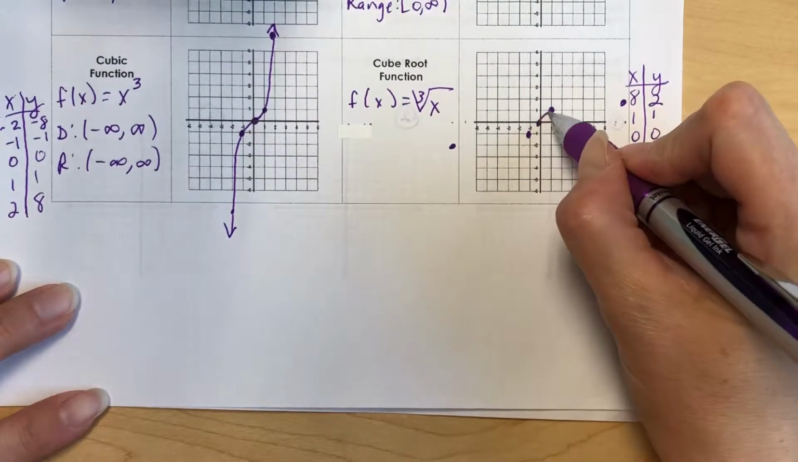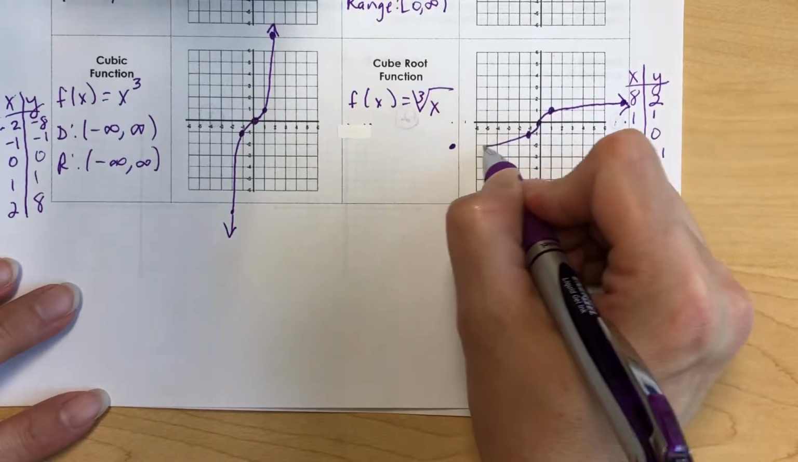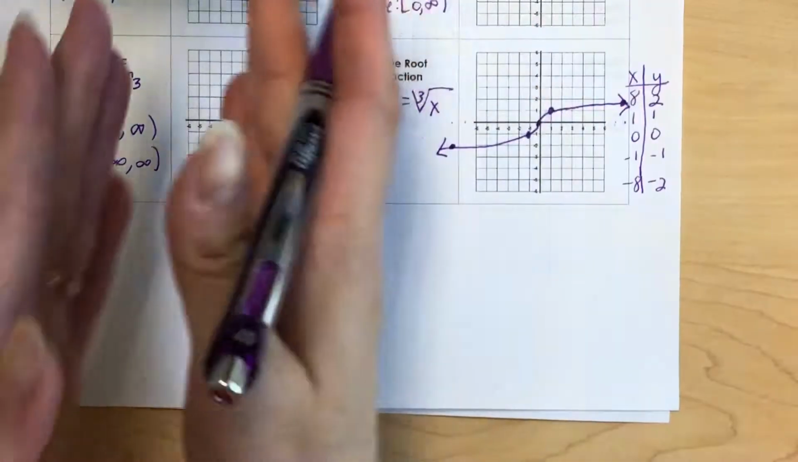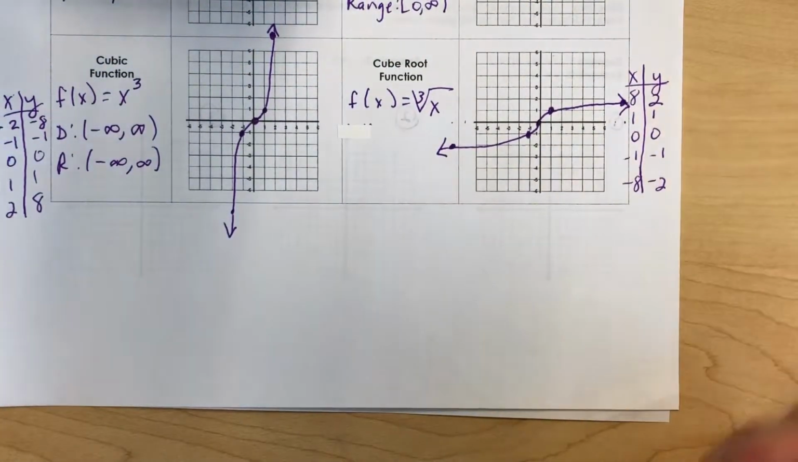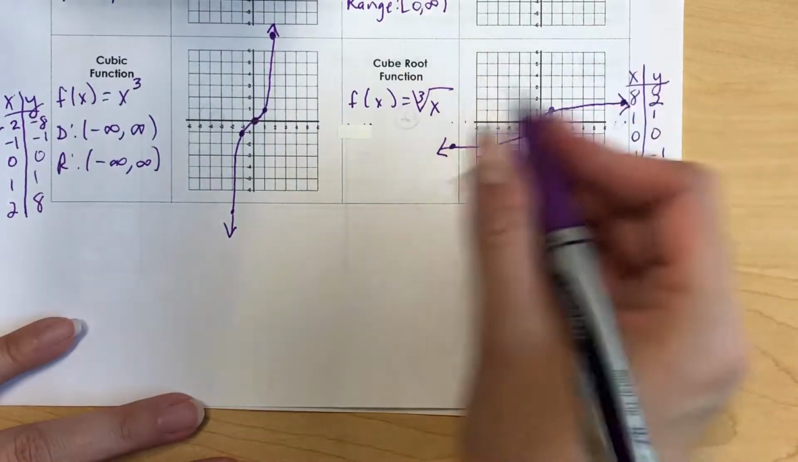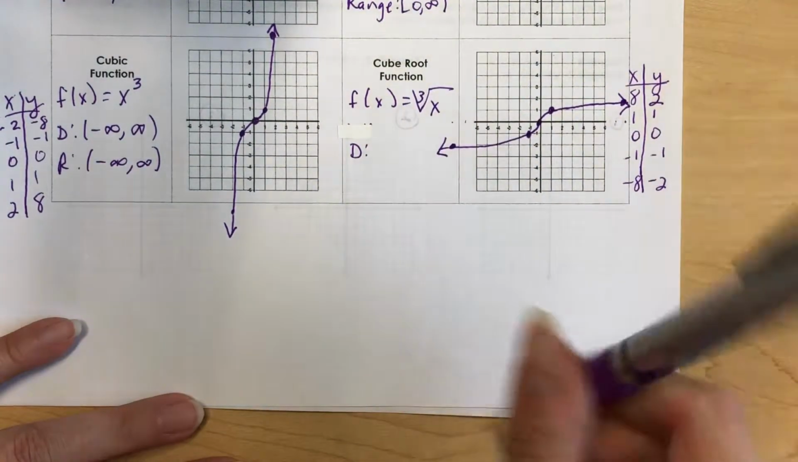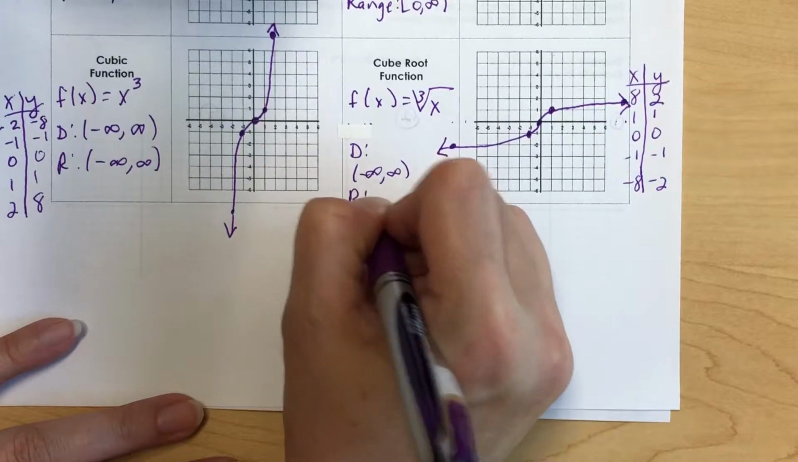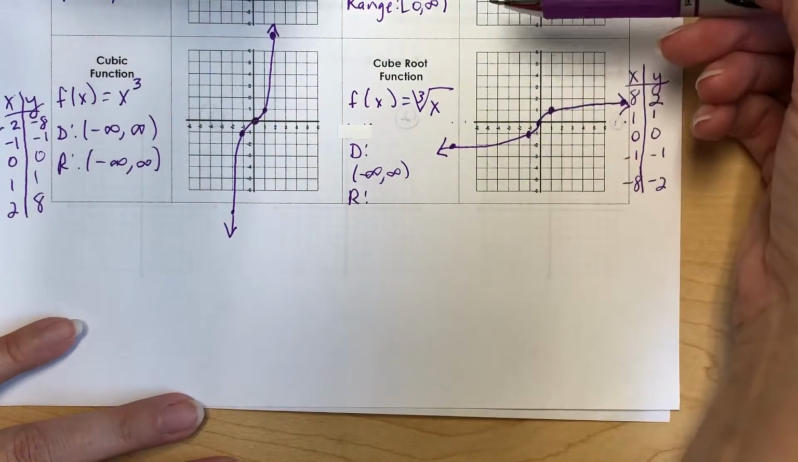If I put it into the calculator, I'll see my graph is going to take this shape. Just like the previous one never turned into vertical lines, this one will not turn into horizontal lines. They just get really, really shallow. For my domain, it's negative infinity, positive infinity. And my range, even though it's really shallow, is still negative infinity, positive infinity.